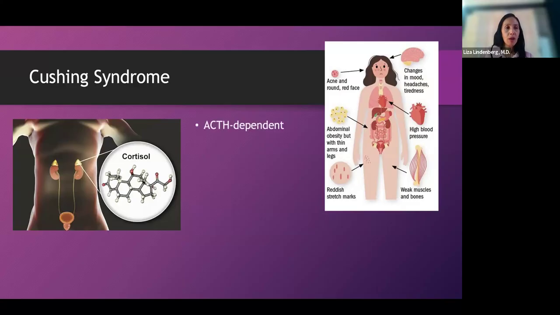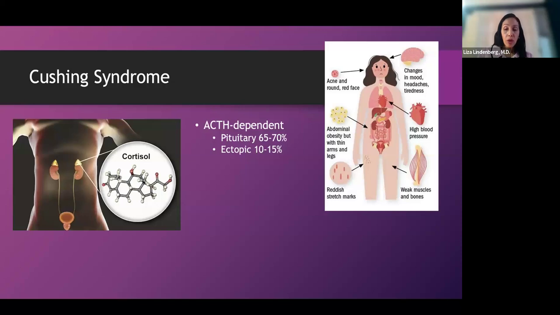Cushing syndrome may be caused by excessive ACTH secretion from a pituitary or non-pituitary ACTH secreting tumor, which drives the adrenal cortisol production, also known as ACTH dependent.